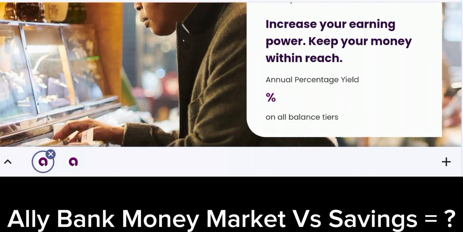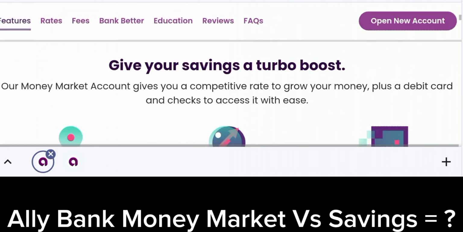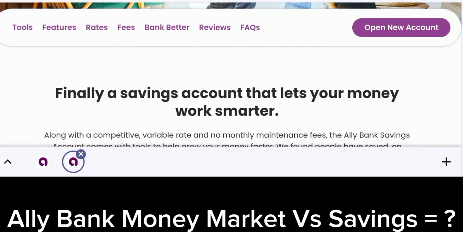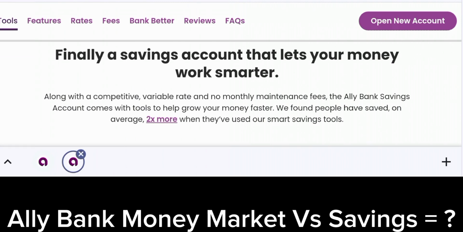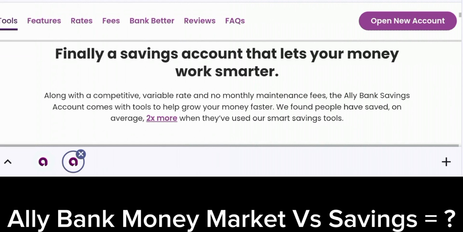Talk about use cases. The money market is best for individuals who need regular access to their funds. So if you need regular access to your funds, the money market is good. When it comes to savings, it is ideal for those focusing on long-term savings goals. So the best here depends on your individual needs. If you need frequent access to your funds, then you go for the money market. But if you want to save for long-term goals, maybe you want to buy a house or a vehicle, or fund a business or anything in the future, the Ali Bank savings is the best for you.